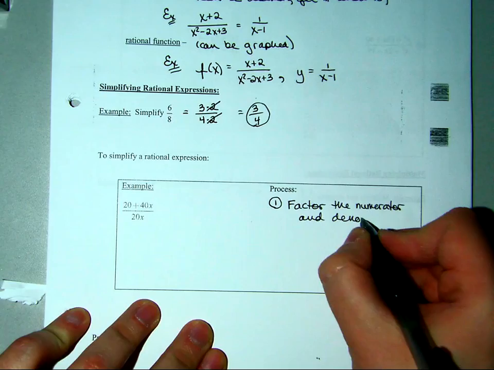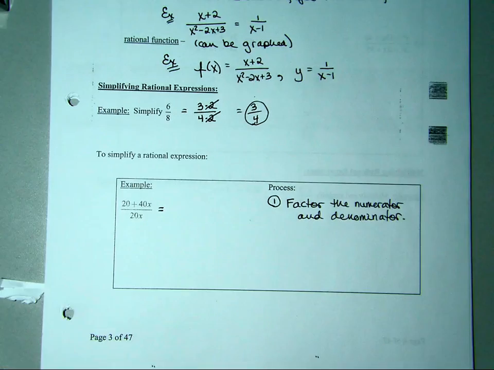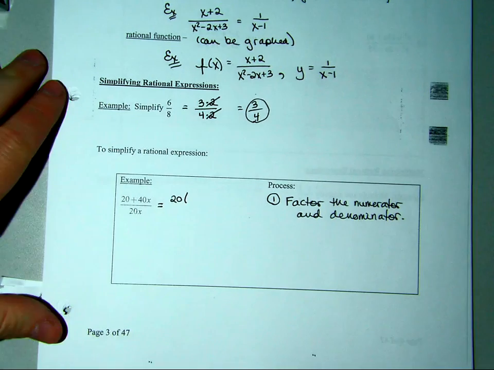If I just say factor 20 plus 40x, how would we do that? What should you always think about first? GCF. Alan, what is the GCF for 20 plus 40x? You can do better than 10. 20. We're going to take out a 20. Joey, what's left when we take out a 20? 1 plus 2x. The bottom, there's nothing we can do with that. I'm just going to leave it.